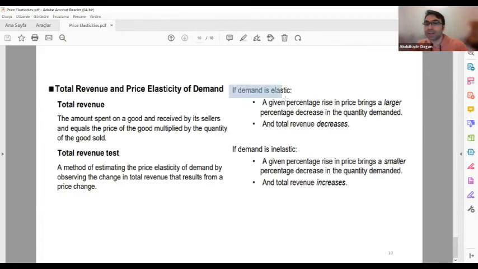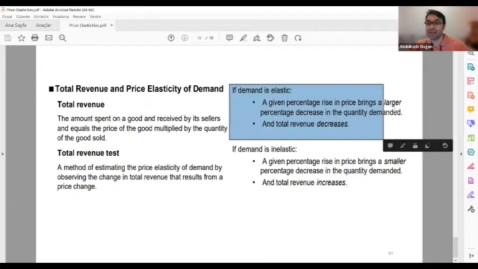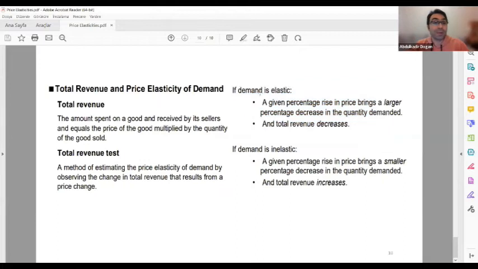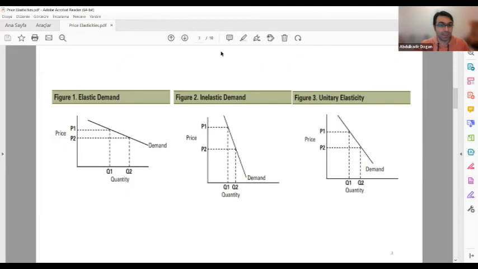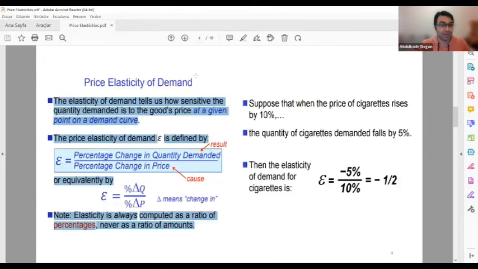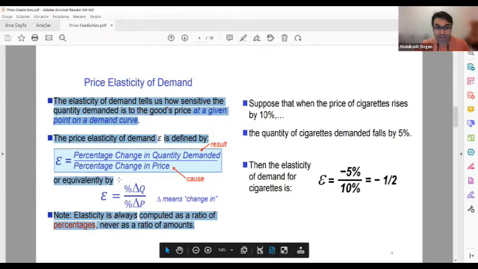So the answer is here, ladies and gentlemen. The answer is saying that if your demand is elastic, a given percentage rise in price will bring a larger decrease in your quantity, right? Because your demand is elastic. It is greater than 1. Remember this formula. What is my formula saying here?